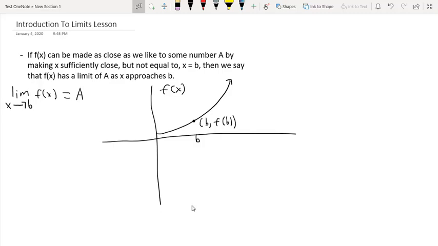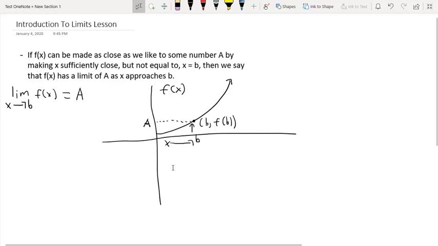We want to know what value f of x converges to as x approaches b. So in this case on the graph, this limit a is going to be right here. So this is graphically what's going on. As x gets closer and closer to b, right here, what does f of x get closer and closer to? And the thing it gets closer and closer to will be the limit a.